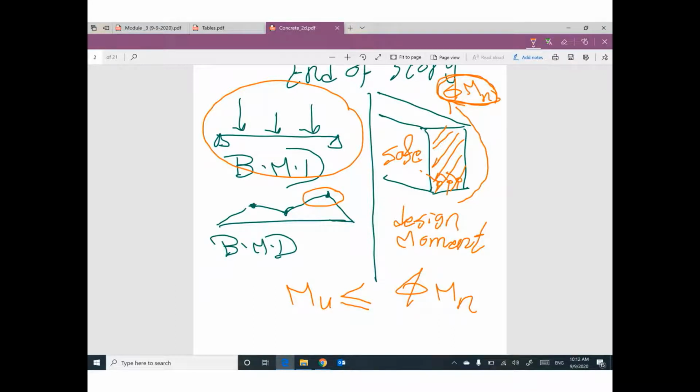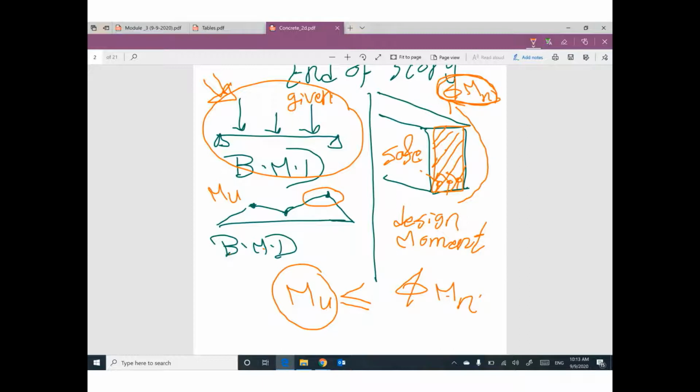This is the end of our story. From structure analysis, we have a beam, we have given loads. I can draw something called a bending moment diagram. This moment can be called M ultimate moment. From concrete design, we have a cross section, we have reinforcement, and I will do some calculation to figure out how much moment this beam or this cross section with this steel reinforcement can support, which is called phi Mn.